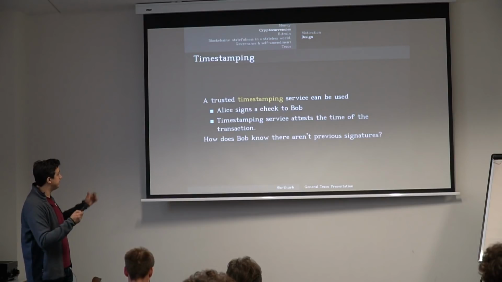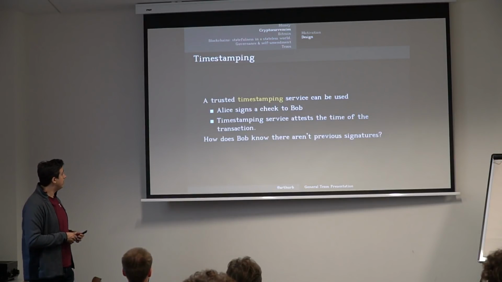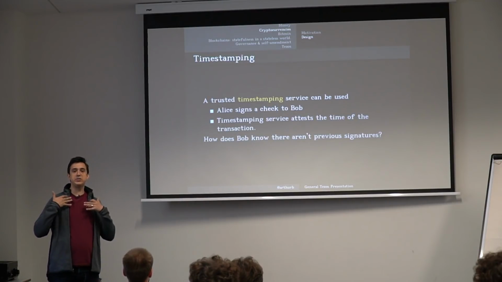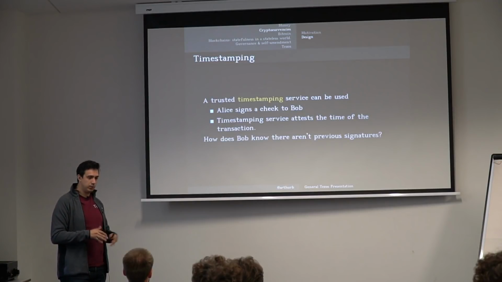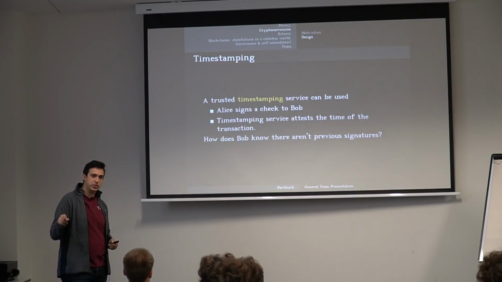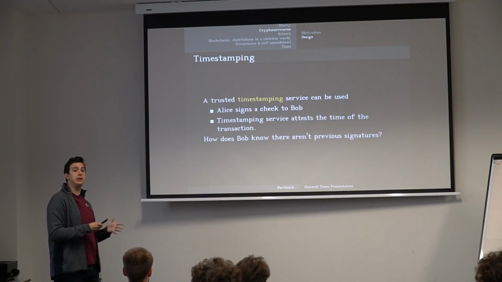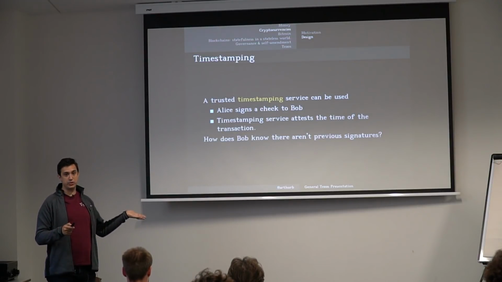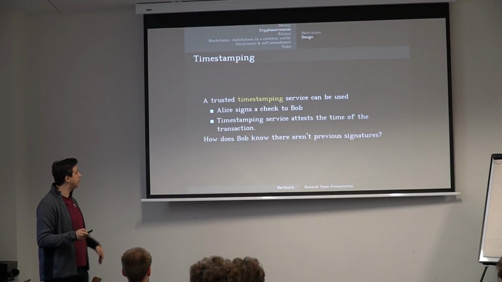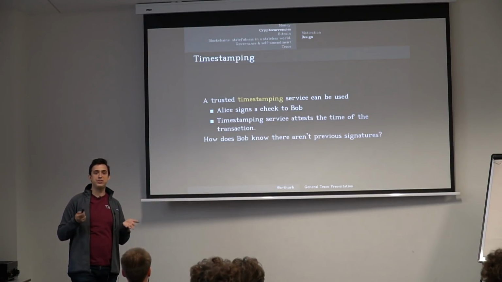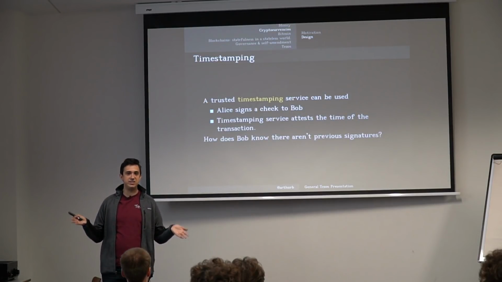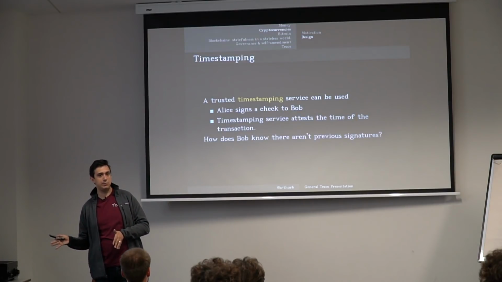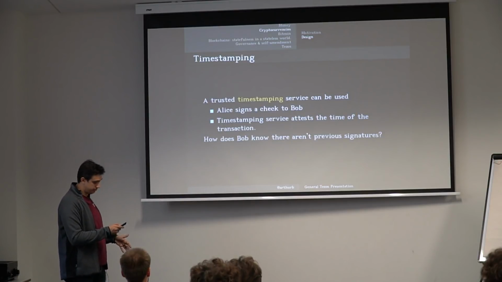So one solution is timestamping. You could use a timestamping service. The way it would work is, Alice signs a check to Bob, and then she sends it to a timestamper service, and the timestamper is trusted, and he says, okay, I see that you signed a check to Bob, and here's a signature attesting that you made that check at this time. And so now if we have a single timestamping service, we'll have a way of knowing which check came first, the one to Alice or the one to Bob. But the problem is Bob still doesn't know if there are previous signatures. So I get a check and I say, okay, this check is dated from now. How do I know that there doesn't exist a check signed previously from that person?